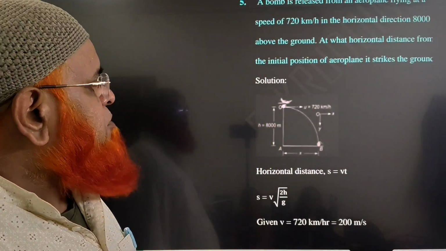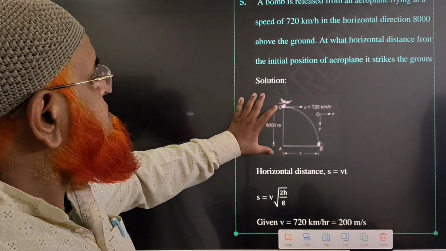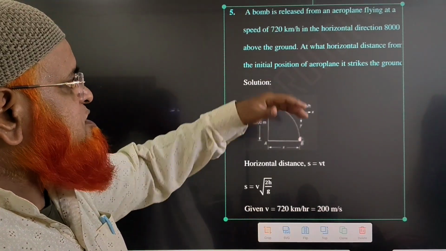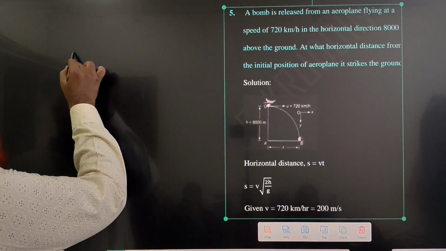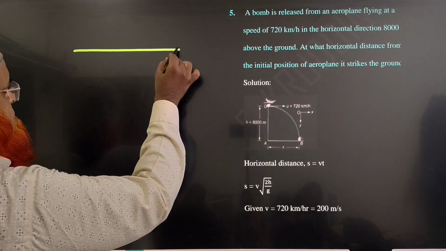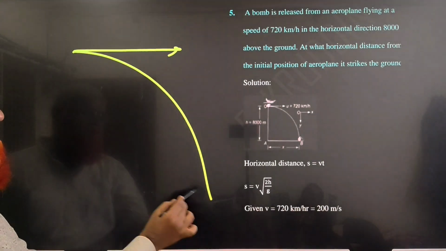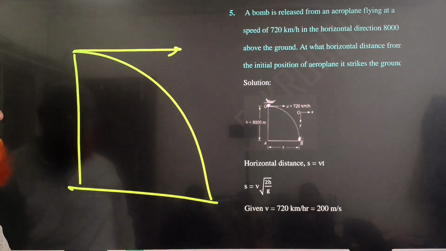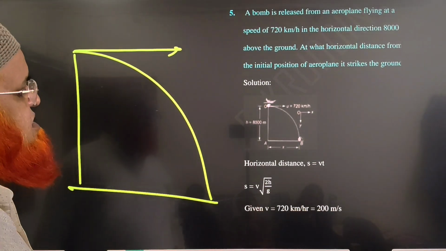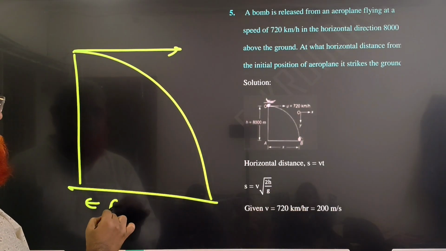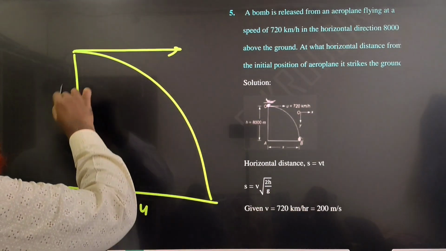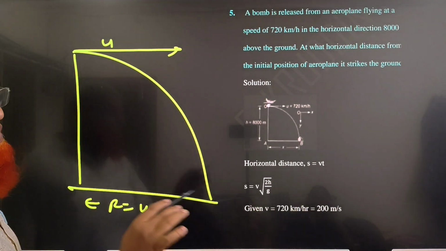Next, a bomb is released from an aeroplane flying at a speed of... See, the aeroplane was going like this, the bomb is released, the bomb will fall here. Understand? The bomb will fall here. Horizontal distance he said, so range is needed. Range means u, because horizontally g is not acting.